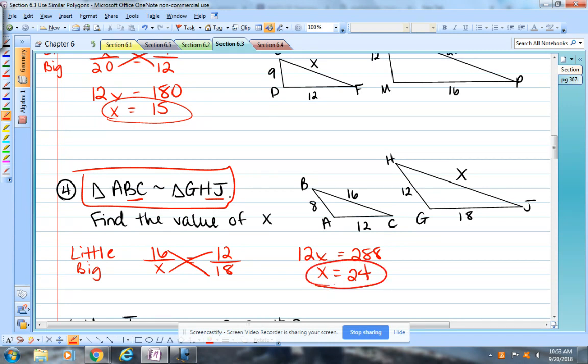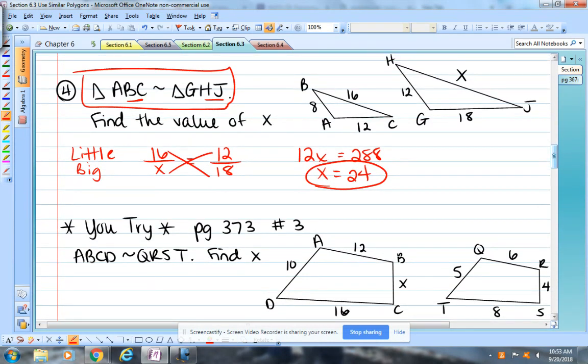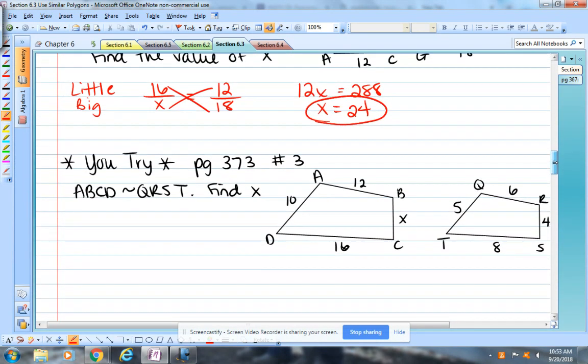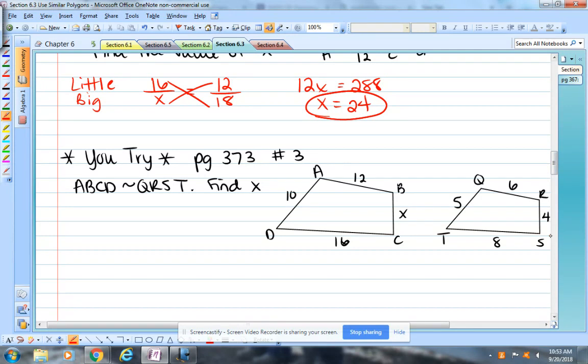So you don't have to pick. You could have used which other sides? Yeah, you could have used 8 and 12 as your other ratio. Does that make sense? Because you knew all of those measures. I want you guys to try that. You don't have to draw it. You can just set up your proportion. Y'all try it.